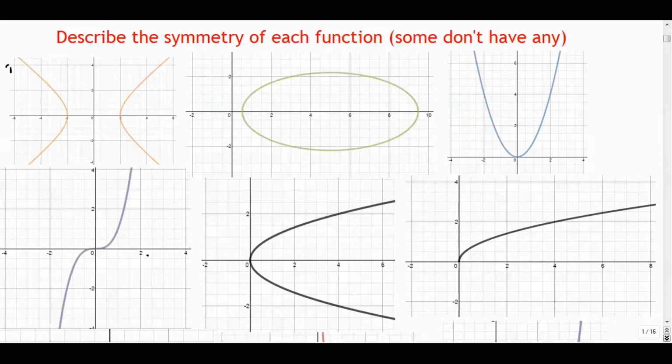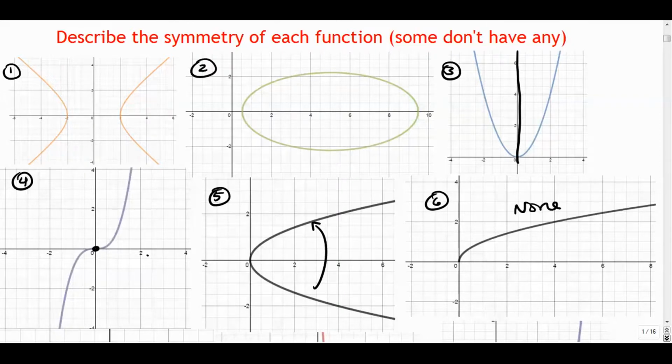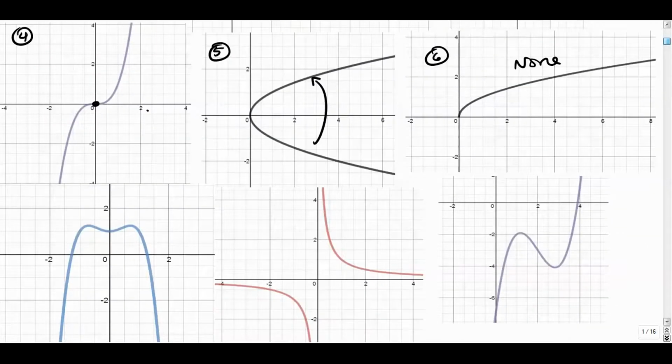In the first one, top left, this function is kind of an interesting one. We're actually going to come back to that. Number 2 has what we call x-axis symmetry. This is an ellipse, and everything that is above the x-axis is the same as below the x-axis. Over here, number 3 has y-axis symmetry. That is, of course, a parabola. Number 4 is a cubic function that has origin symmetry. Number 5 has x-axis symmetry. Number 6 doesn't have any symmetry. That's just a root function, looks like.